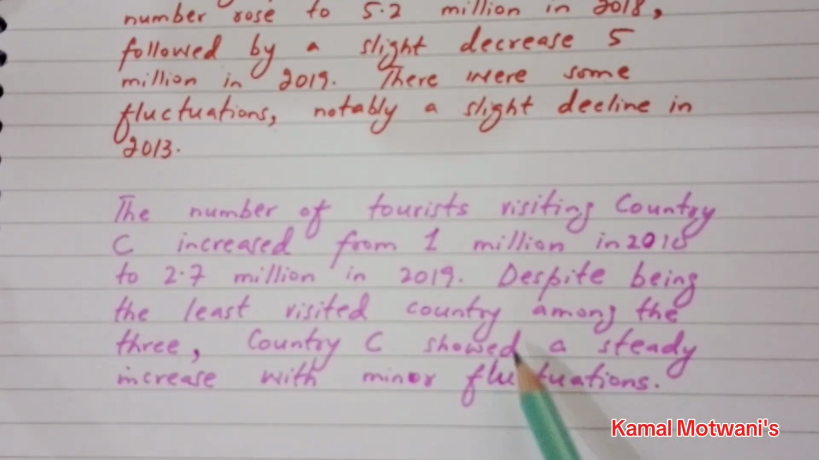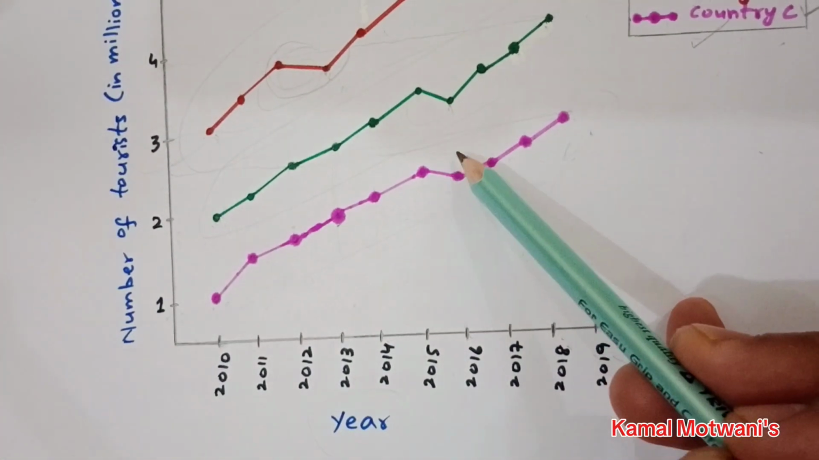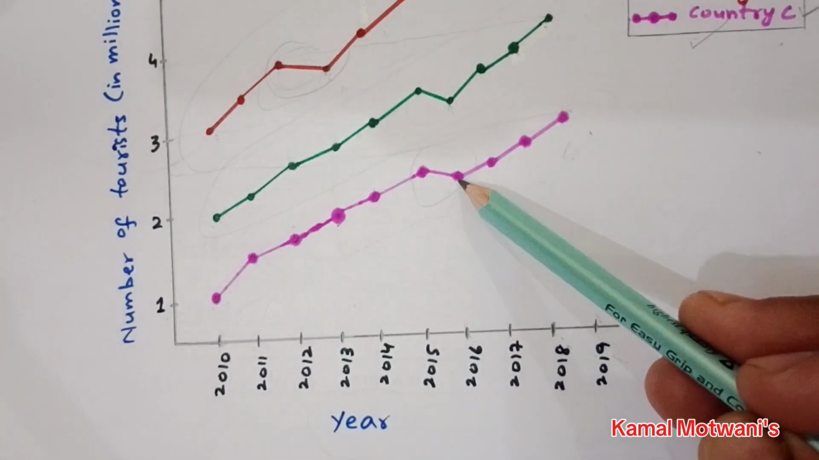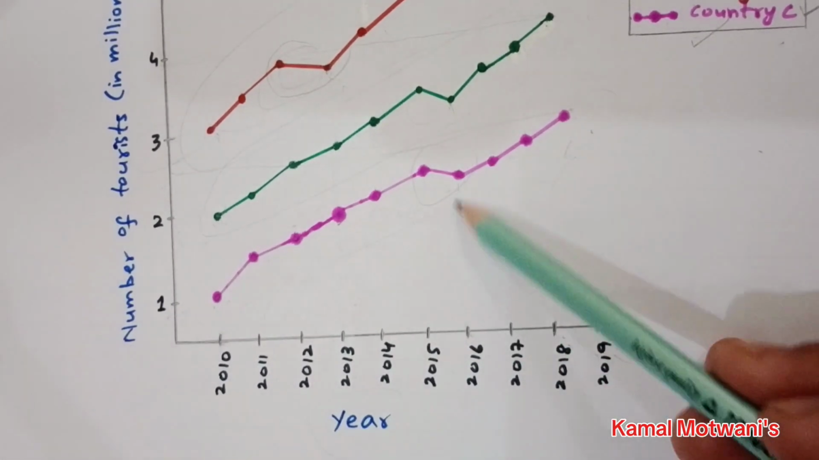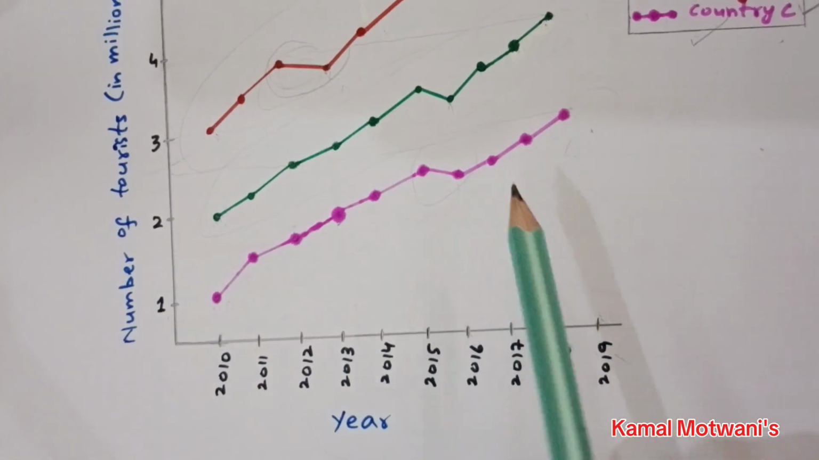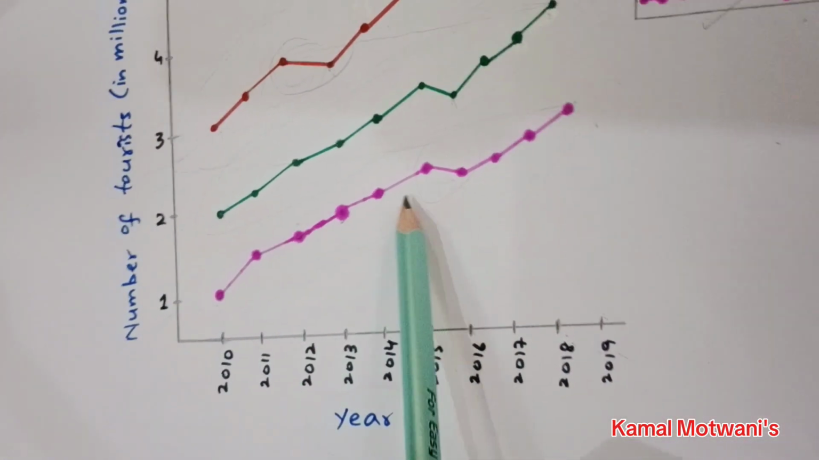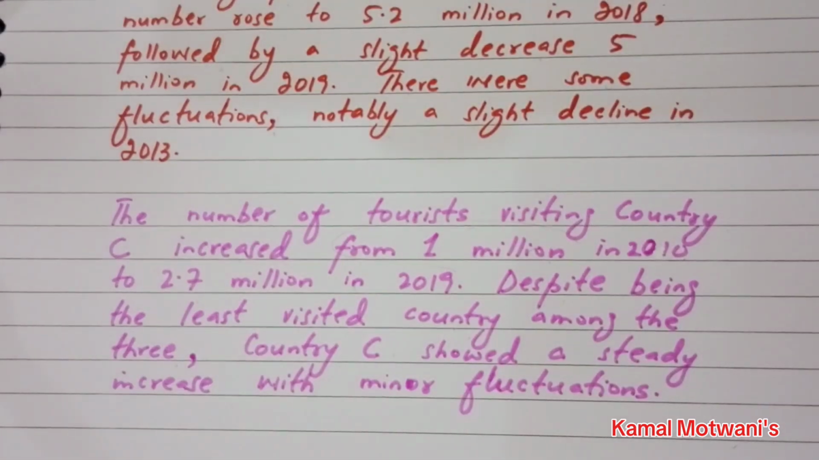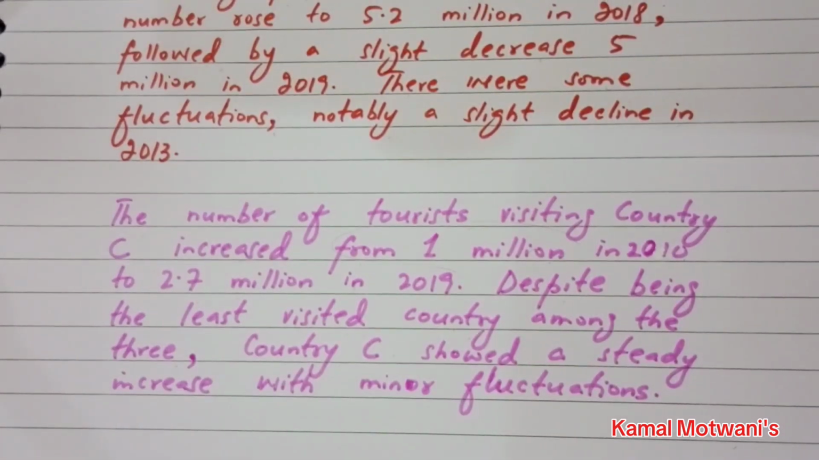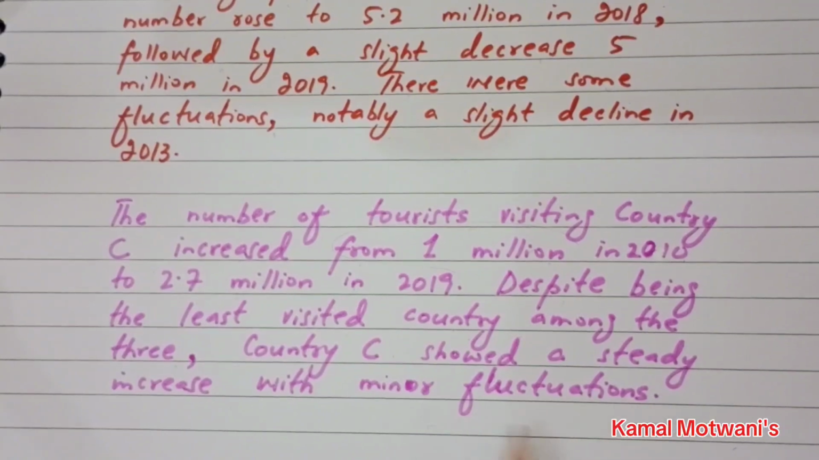Here with minor fluctuations, I have not written what the fluctuation was. You can write what the fluctuation was. The fluctuation was in 2016. You can also mention how much it was, around 2 or somewhat below 2 million. So you can write this information accordingly as well, but I have just used the words with minor fluctuation. Even that's okay. So that's how IELTS writing tasks are written.